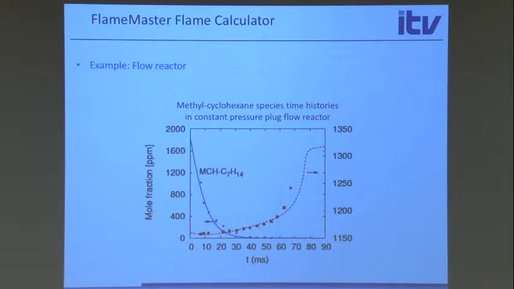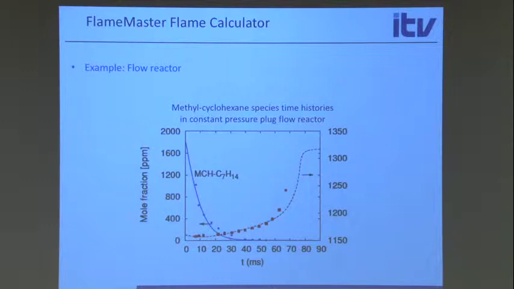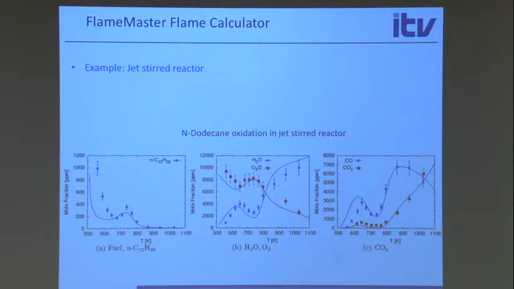This is a flow reactor. A flow reactor like the Princeton flow reactor is very well known, where you have a premixed mixture in a flow reactor, and then you measure concentrations as a function of the flow distance. So here you see methyl cyclohexane being burned in this flow reactor. A jet-stirred reactor is also a homogeneous system where you typically do experiments at different temperatures. So each point here is a different experiment. And this shows a comparison here for n-dodecane. These are just some examples.